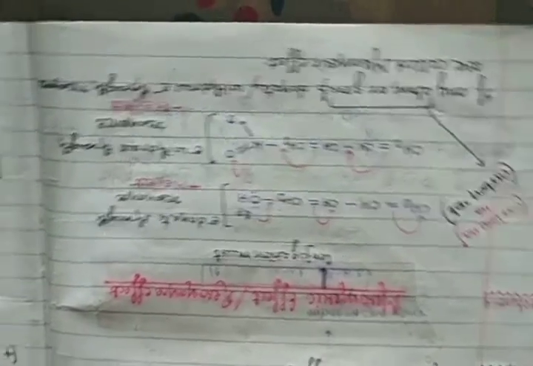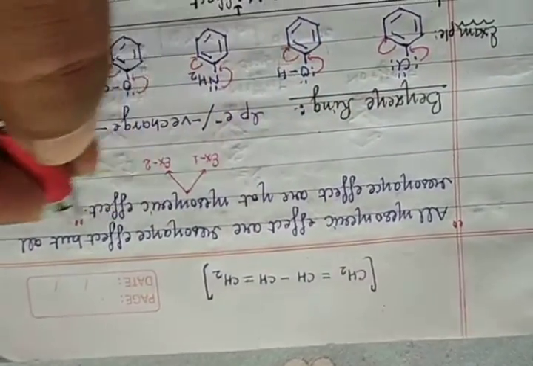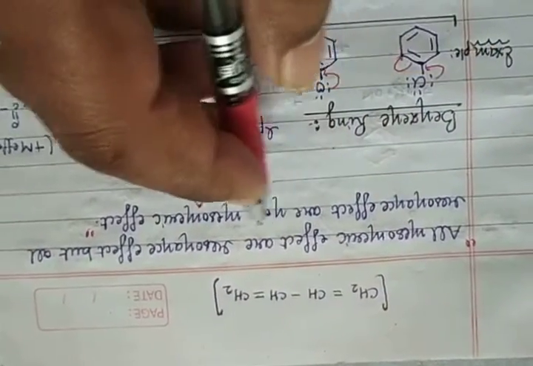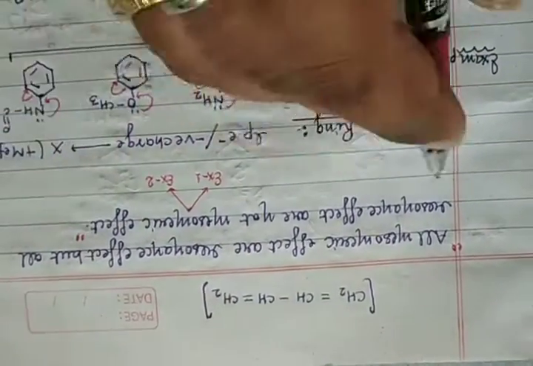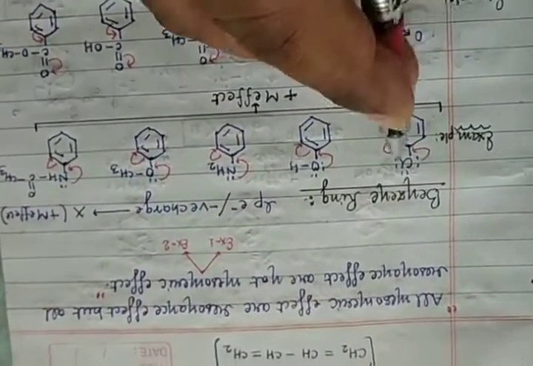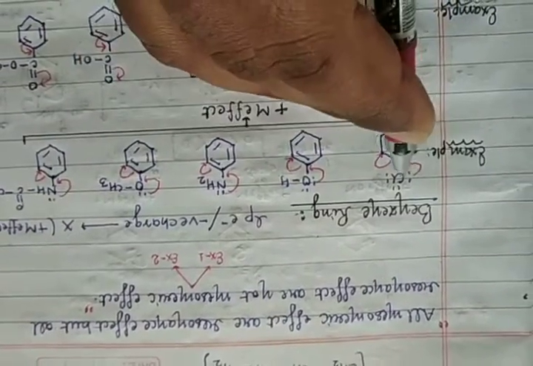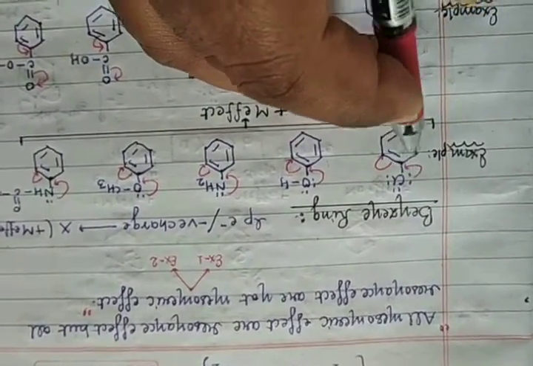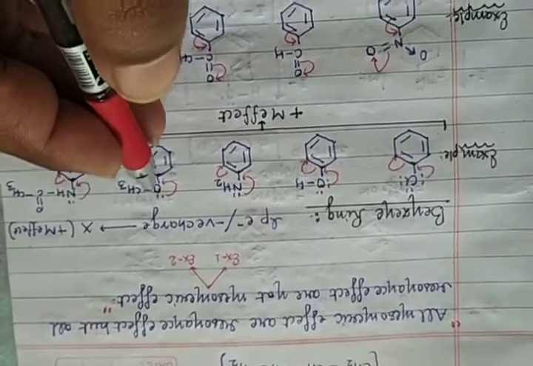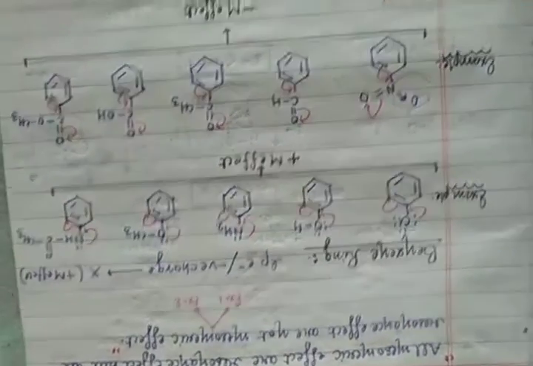Okay, clear? Now all mesomeric effects are resonance effects. Just note down in your notebook: all mesomeric effects are resonance effects, but all resonance effects are not mesomeric effects. Clear? Now in the case of the benzene ring, these are the examples. Look, chlorine has a lone pair of electrons, so this is plus M effect. Oxygen has a lone pair, nitrogen has a lone pair. This is anisole, it has a lone pair, nitrogen has a lone pair. So this type of effect is plus M effect.